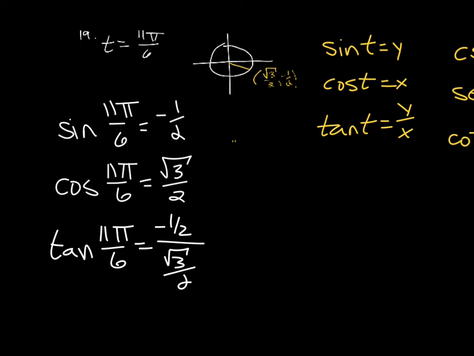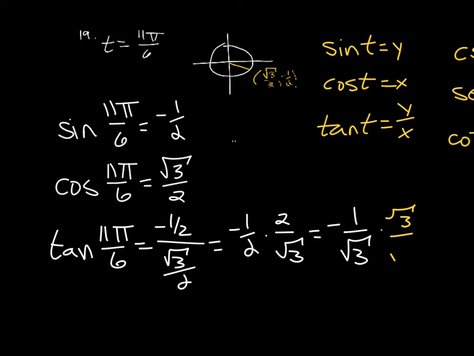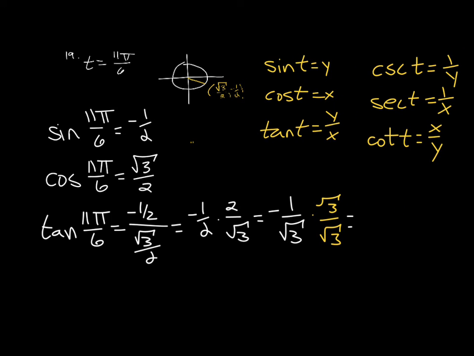Now you do want to simplify these, so we keep, change, flip situation, and you'll get better at doing this as you go. So we multiply those, we get negative 1 over radical 3. That's not standard. So then we multiply both top and bottom by radical 3. Remember, this is rationalizing. And so then the tangent is negative radical 3 over 3.